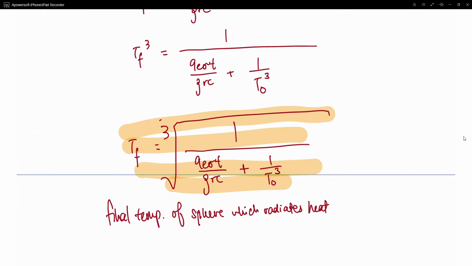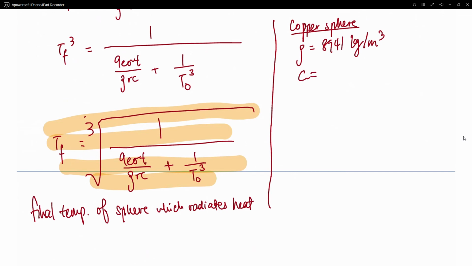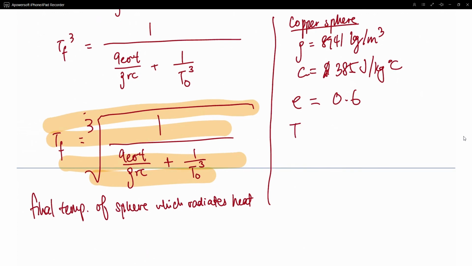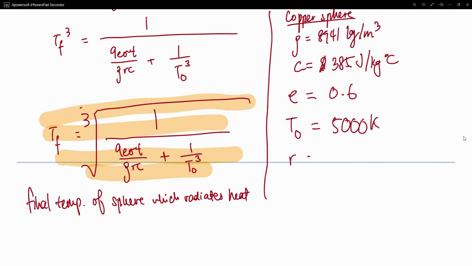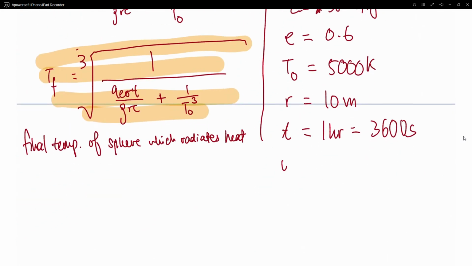So after integration, we finally found this, and let's just use an example. For example, if we consider a copper sphere, where rho is going to be 8941 kilograms per meter cubed. C for copper is 385. All these constants say that epsilon is 0.6, and T0, the original temperature, is going to be 5,000 kelvins, and your radius is going to be, let's say, 10 meters, and finally the time, we'll let it rest for maybe an hour, which is going to be 3,600 seconds. Right, and of course my Stefan-Boltzmann constant is given by 5.67 times 10 to the power of -8.